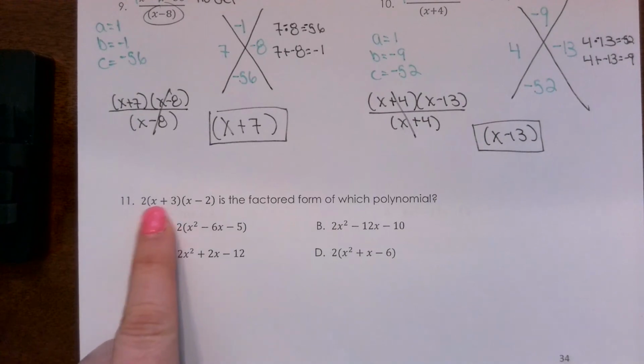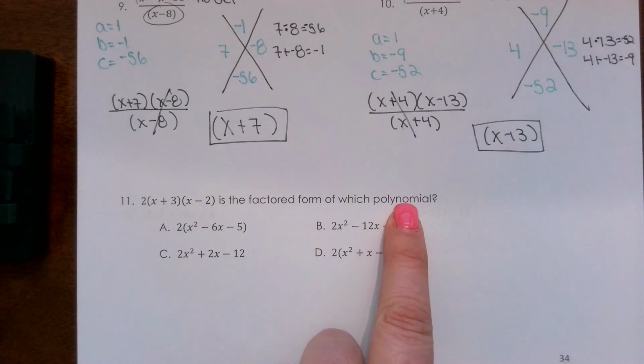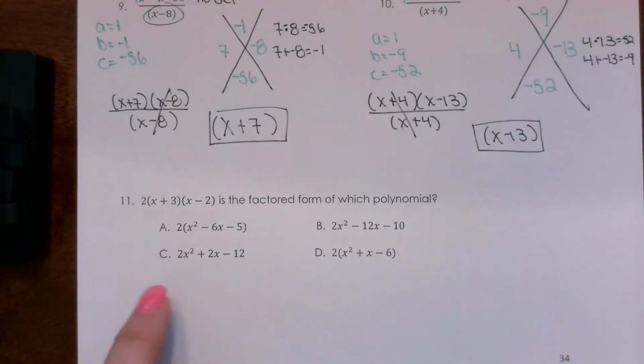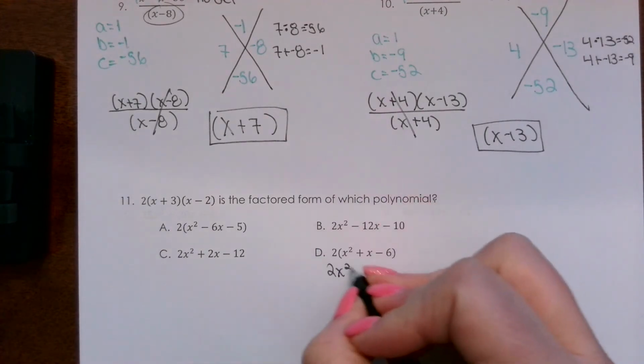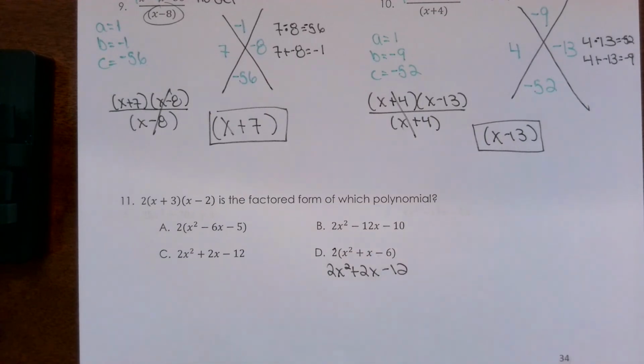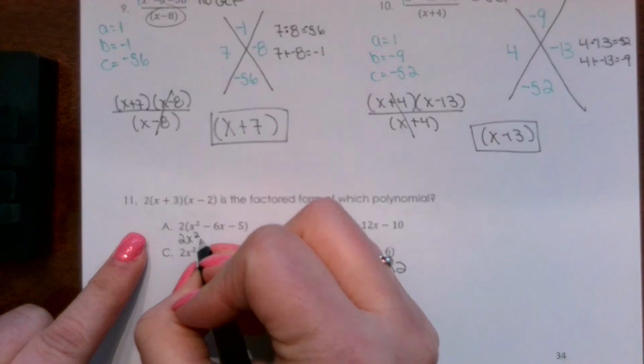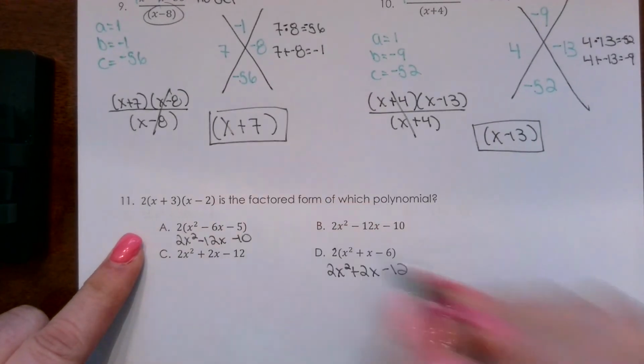I mean, 2 times x plus 3, x minus 2 is the factored form of which polynomial? I could certainly see if all of this, well, I could distribute. Let's see, this is going to be 2x squared. I'm just distributing the 2 plus 2x minus 12. That actually seems to be the same thing as that, which is curious, isn't it? This is going to be 2x squared minus 12x minus 10.